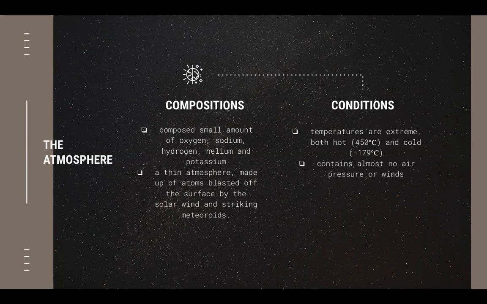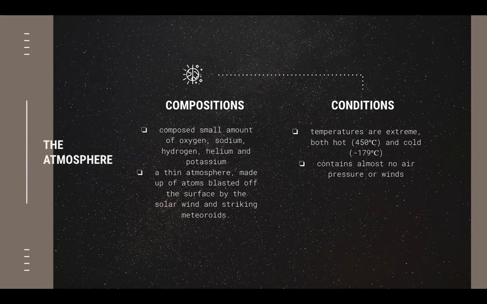Okay, keep going. So its thin atmosphere is made of atoms that blasted off the surface by the solar wind and striking meteoroids. Mercury is the closest planet to the sun, so the temperature must be extremely high, going up to 450 degrees Celsius. Since the heat is radiated from the sun, we hit Mercury first.